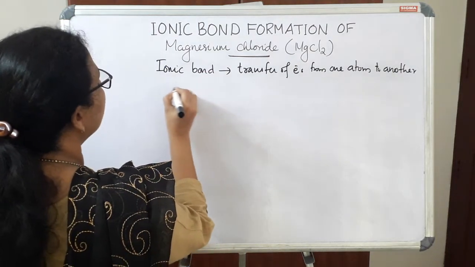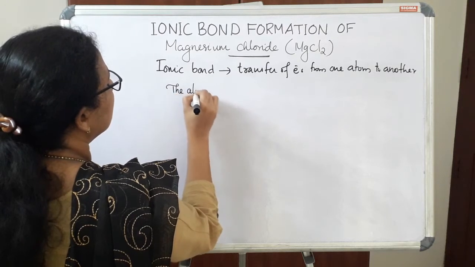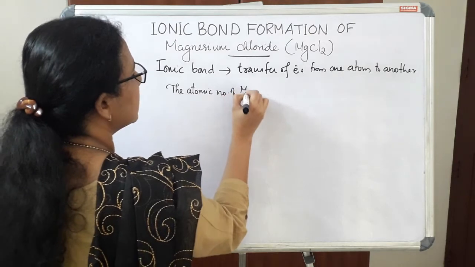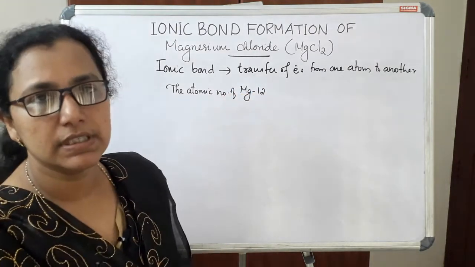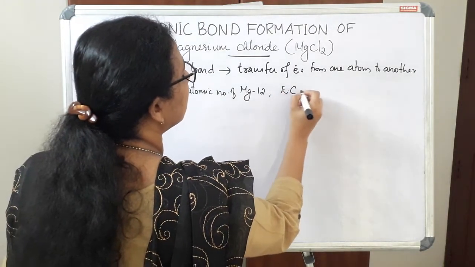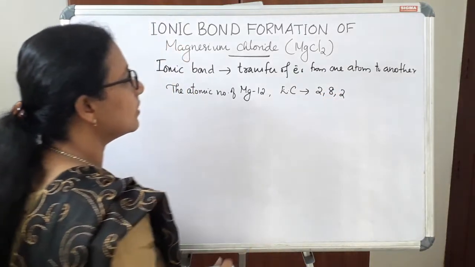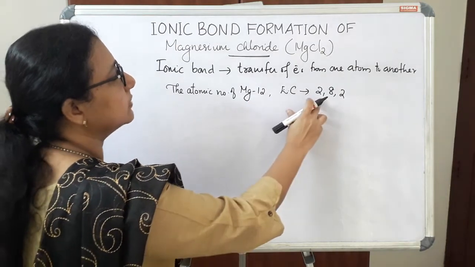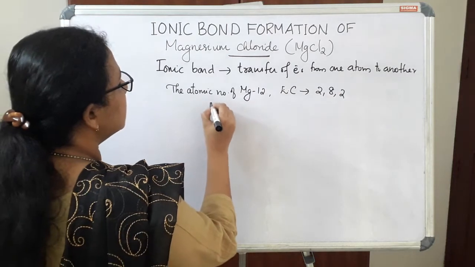For the formation of the ionic bond, let us write the atomic number of magnesium, which is 12. So there are 12 electrons in a magnesium atom and the electronic configuration is 2, 8, 2. So magnesium has 2, 8, 2 configuration.